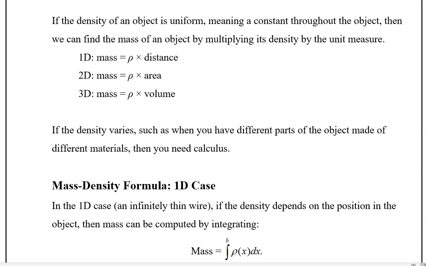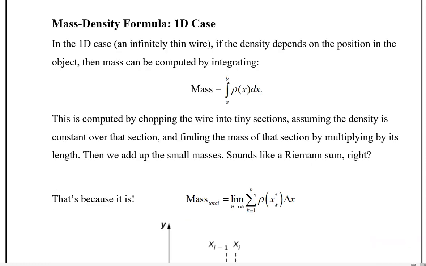Let's take a look now at the one-dimensional case, which is an infinitely thin wire. Let's suppose that in this infinitely thin wire, the density depends on the position in the wire. In other words, one end of it is made of some material and the other end is made of something else. So how dense the wire is depends on where in the wire you are. How can we find the mass? We know that the density varies from one end of the wire to the other, so the formula is the integral of the density function rho of x times dx, integrated from a to b. How do we get this formula?